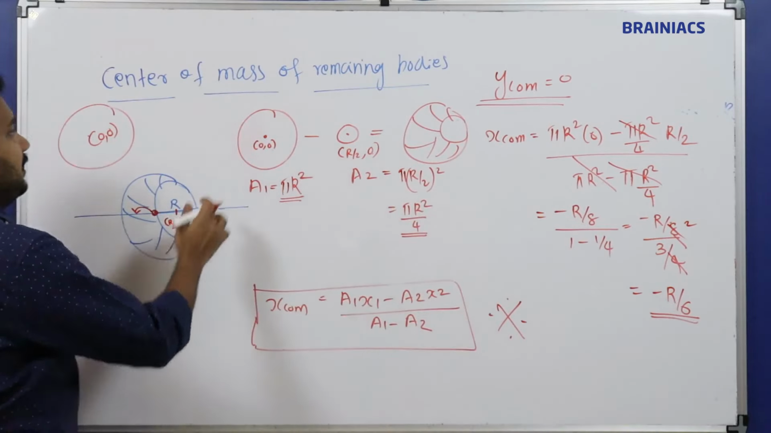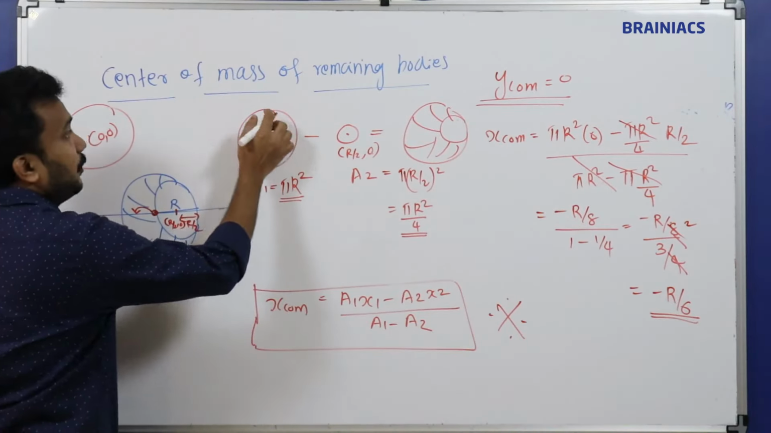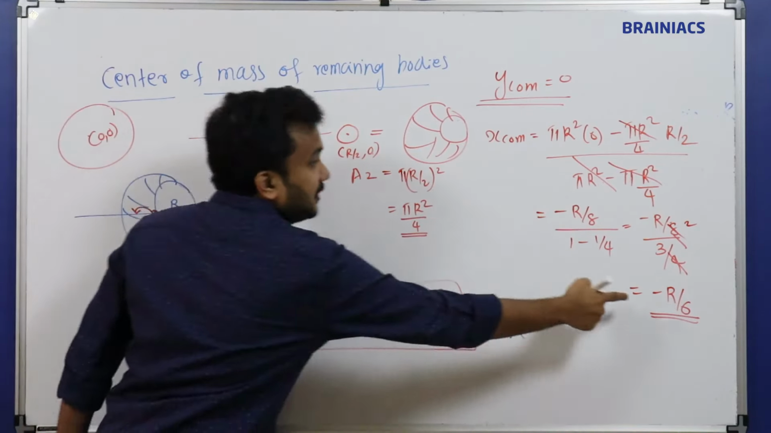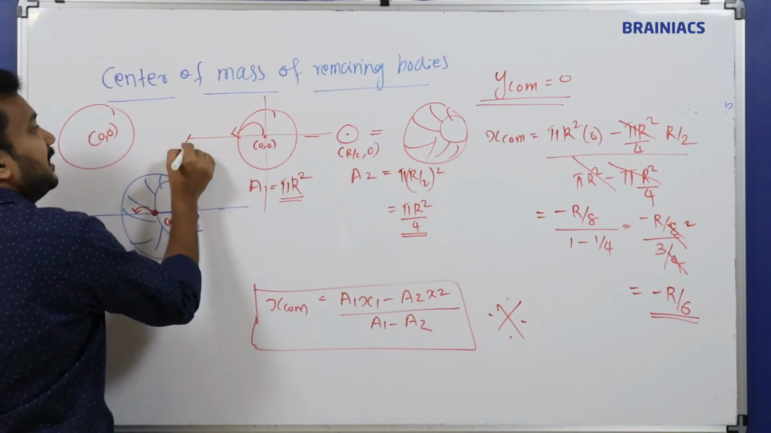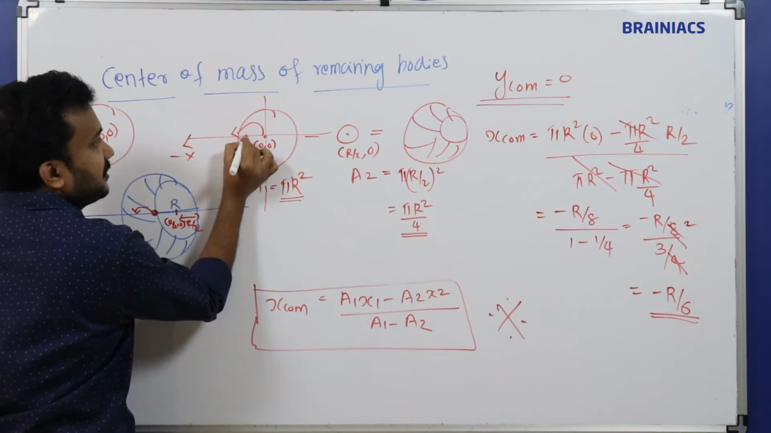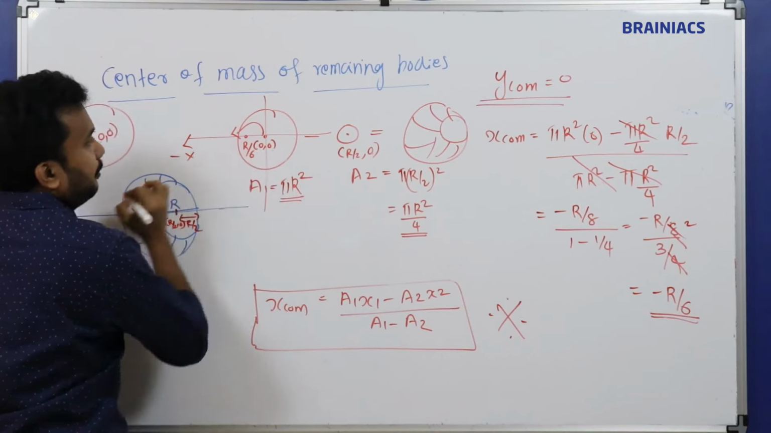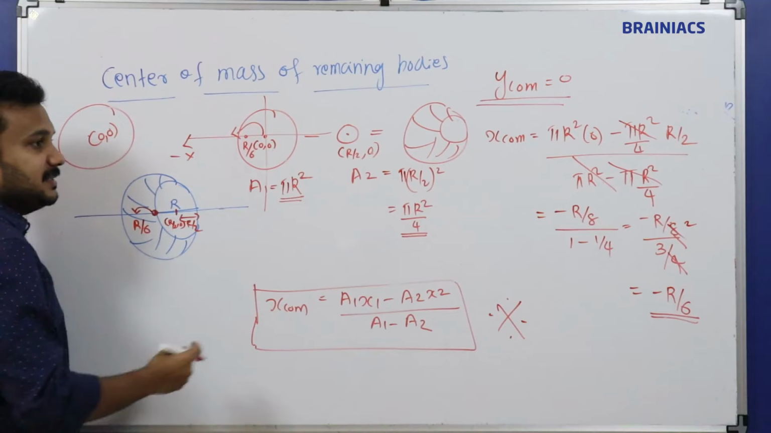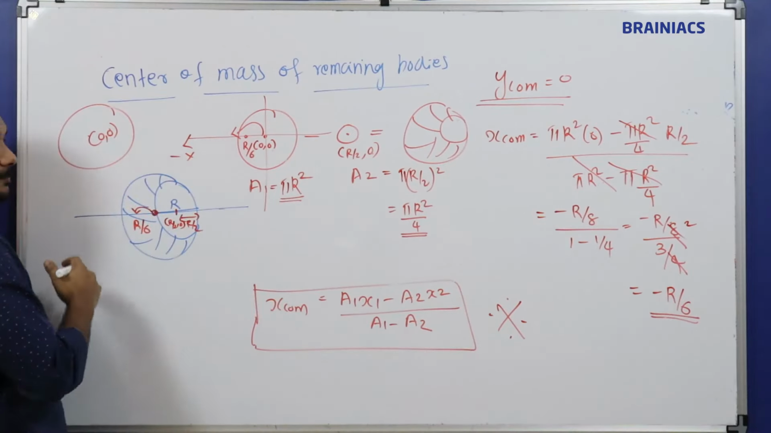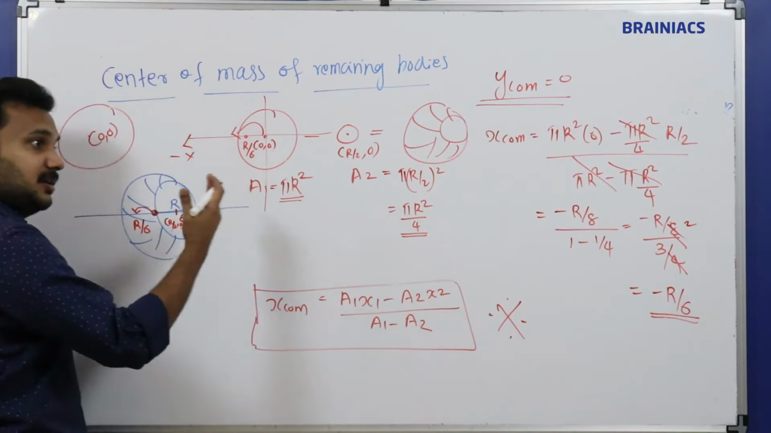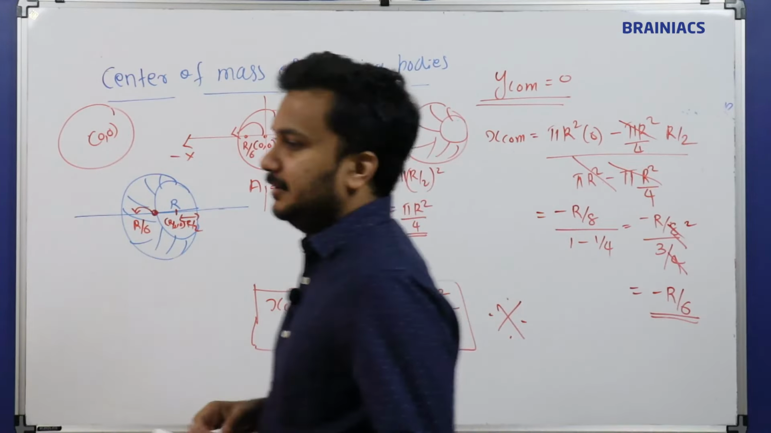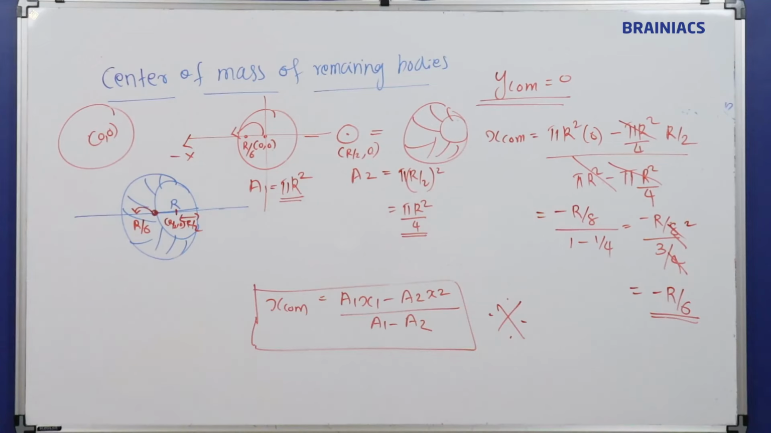It is shifting. We have considered this as the original position, the origin. From here it will shift because it is on the negative side. Negative means it shifts towards the minus x-axis. How much distance should it shift? r/6. So the new center of mass position will be r/6 towards the left. r/6 towards left. Very important question. You can expect this model of question for the entrance examination. Very, very important.